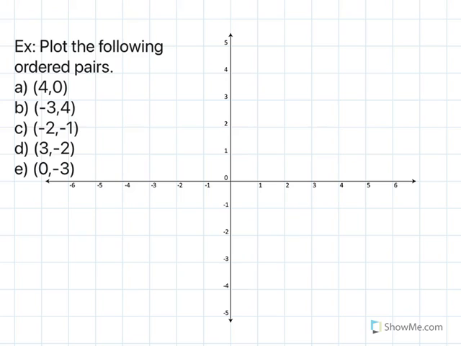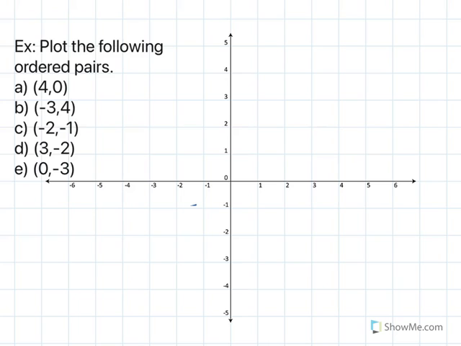So let's jump into this. We're going to plot the following ordered pairs on the given coordinate plane. Okay, so first we have 4, 0. Now the first number, 4, tells us to move on the x-axis. So when we start at the origin, positive is to the right and positive is up. You'll notice negative is down, negative is to the left. So that matters as we're working through these.